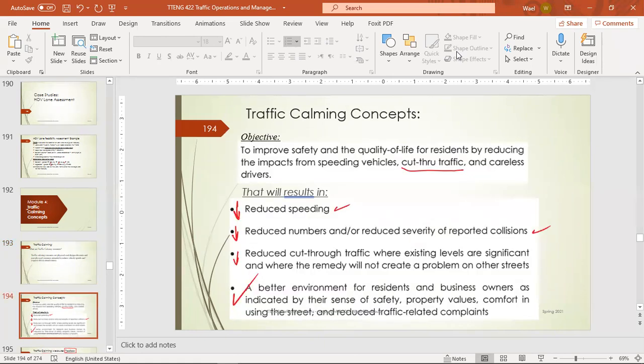So basically the objective of traffic calming is to improve safety and quality of life for residents in a residential area by reducing the impacts from speeding vehicles, cut-through traffic, and careless drivers. Those are basically the sources of all kinds of traffic accidents and problems. The results will be reduced speed, reduced number of accidents and severity of collisions, reduced cut-through traffic, and a better environment for residents and for business owners as well.